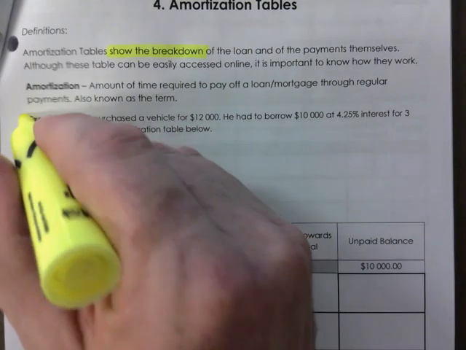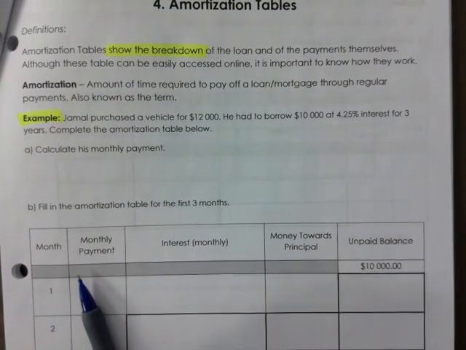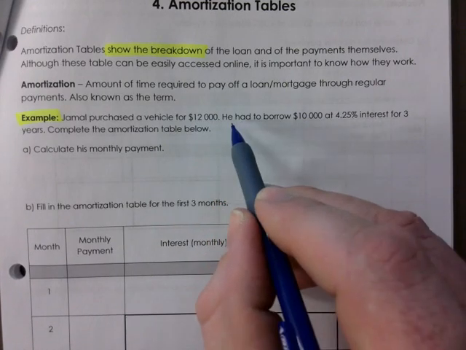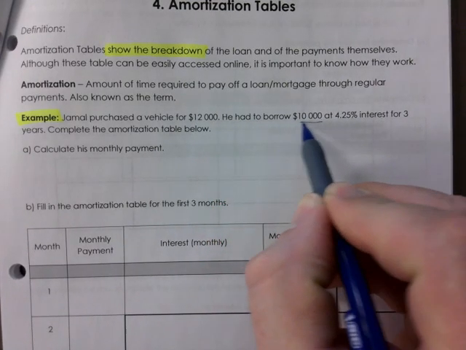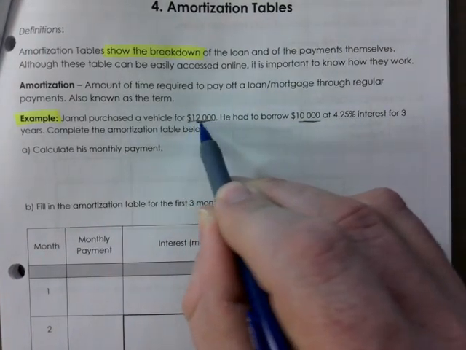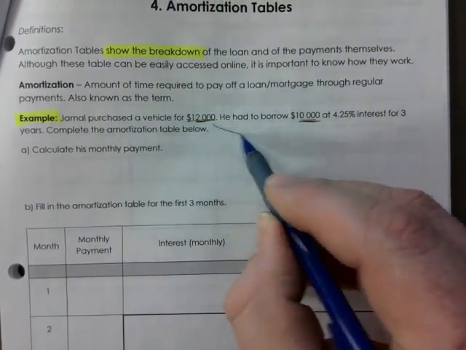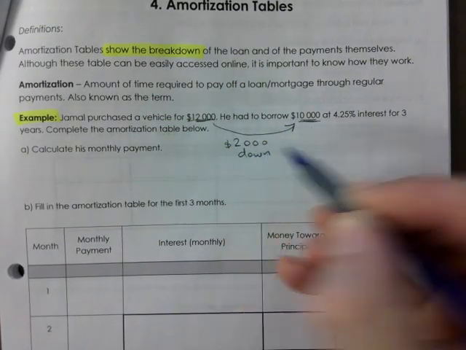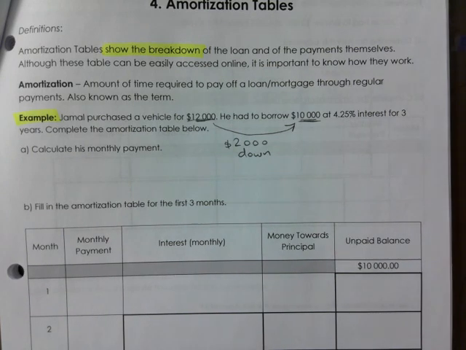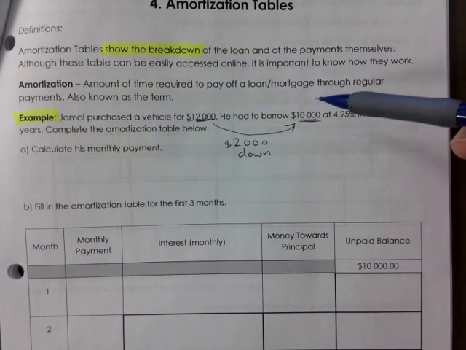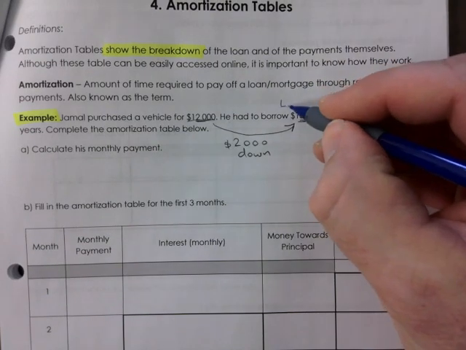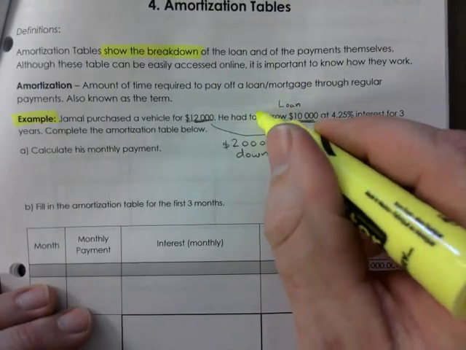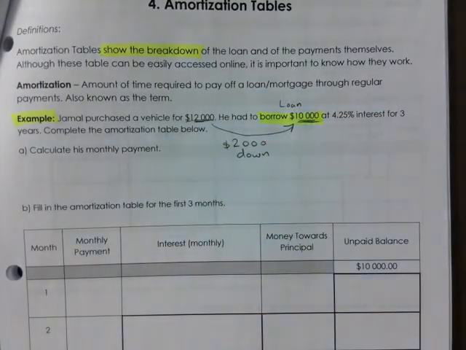And so here's our first example. Jamal purchased a vehicle for $12,000. Let's say he had to borrow 10. If the vehicle is 12 and you borrowed 10, there was a $2,000 down payment. I will be very specific with that, by the way. But if you need to borrow, this is your loan, right? This amount right here is the loan we're after. That's really the number you want to focus on in this case.